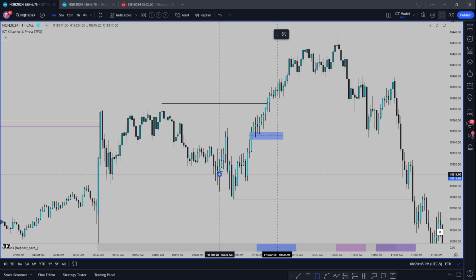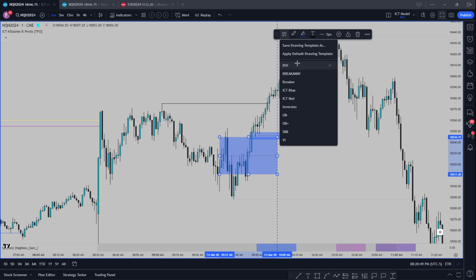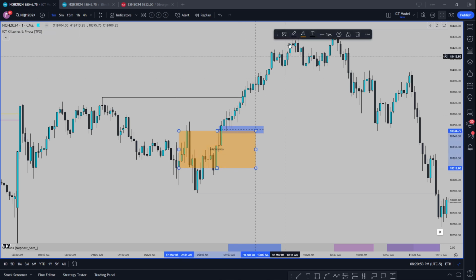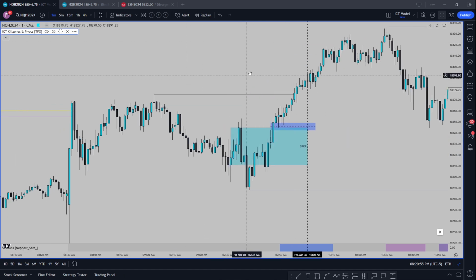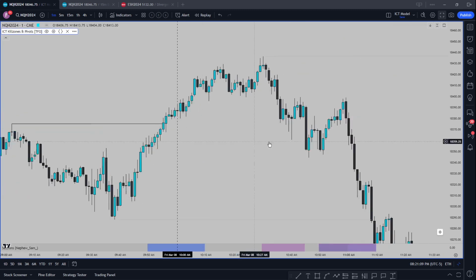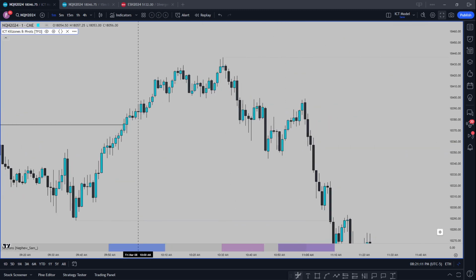But think about as the unicorn setup plays out, we don't need to see a full retrade back into the discount on the breaker. If anything, this breaker lined up with the fair value gap, that's your pretty strong PD array duo. So that there is going to be something that's useful. So when you pair it with order blocks, we get kind of context as to why it's going to be strong, especially when you use something like this, right?